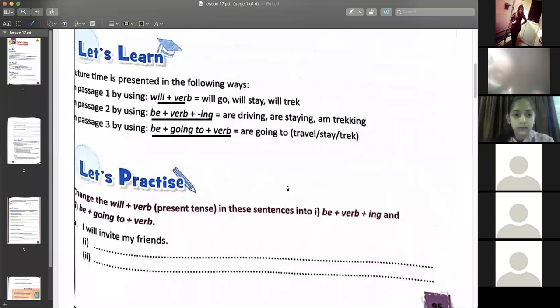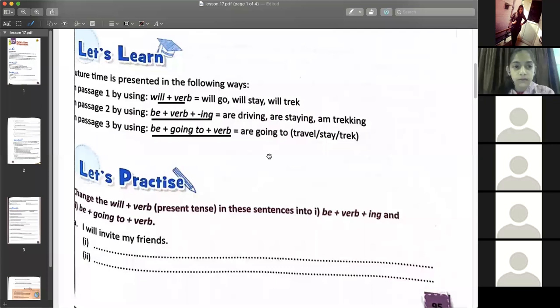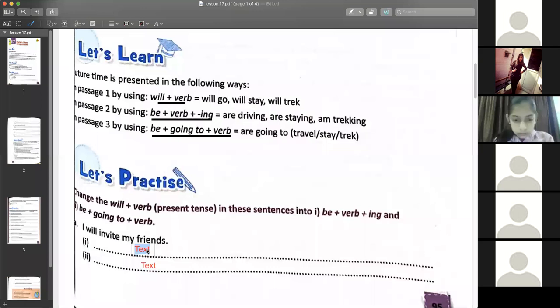Let's do this. You have to frame using be plus verb plus ing and be plus going to plus verb. I will invite my friends. Very good, Akshvi. Anyone else? Veer? I will be inviting my friends. No. Pragya. I am inviting my friends. Excellent. I am inviting my friends.